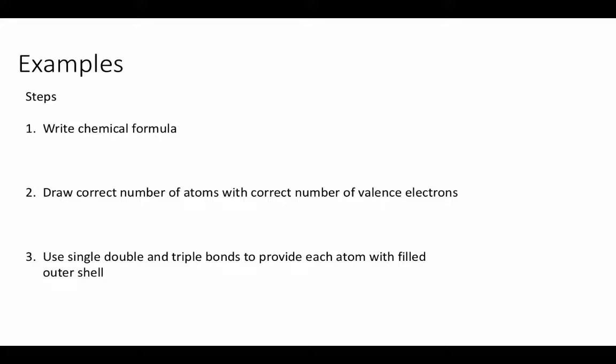So the first one is to write down the chemical formula. So you might be given a name of a covalent compound, and then you write the chemical formula. The second one is to draw the correct number of atoms with the correct number of valence electrons around the atoms. So if you have a group 6 element like oxygen, you'll have 6 valence electrons. If you have a group 7 element like fluorine, then you will have 7 valence electrons. If you have a group 4 element like carbon, then you will have 4 valence electrons. Then, using single, double, and triple bonds, you provide each atom with a filled outer shell. We're going to do some demonstrations of this now.